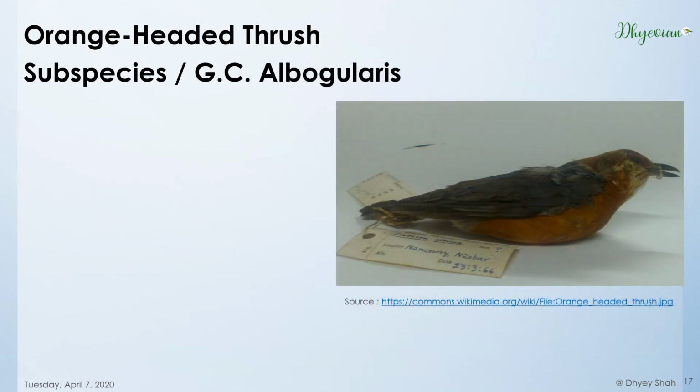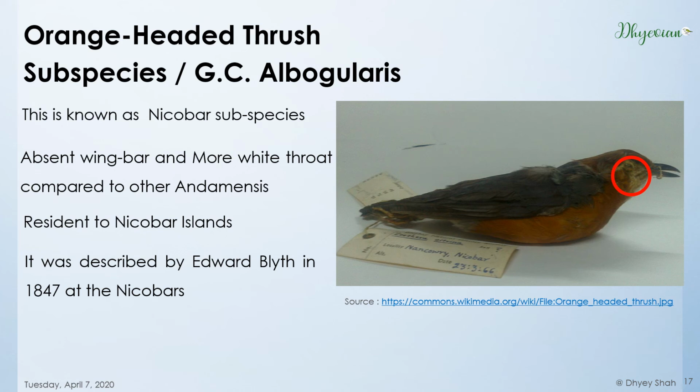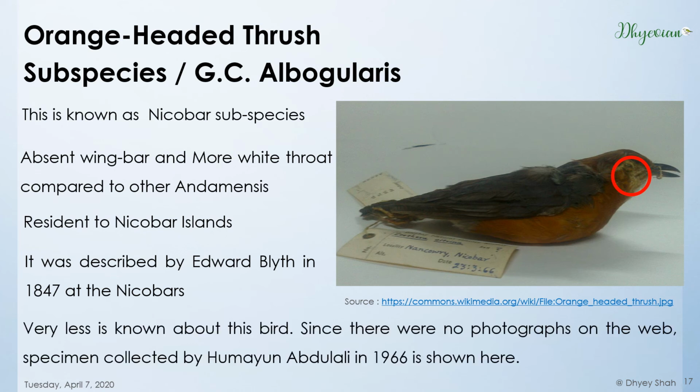Coming to the fourth and the final race, Albogularis, it is referred to as the Nicobar subspecies. No wing bar and a more white throat than the Andaman race is the best way to identify it. It is resident to the Nicobar Islands. It was first described by Edward Blyth in 1847 at the Nicobars. Very little is known about this bird, and since nobody has put a photo on the web, we have decided to put a specimen collected by Humayun Abdul Ali in 1966 here.